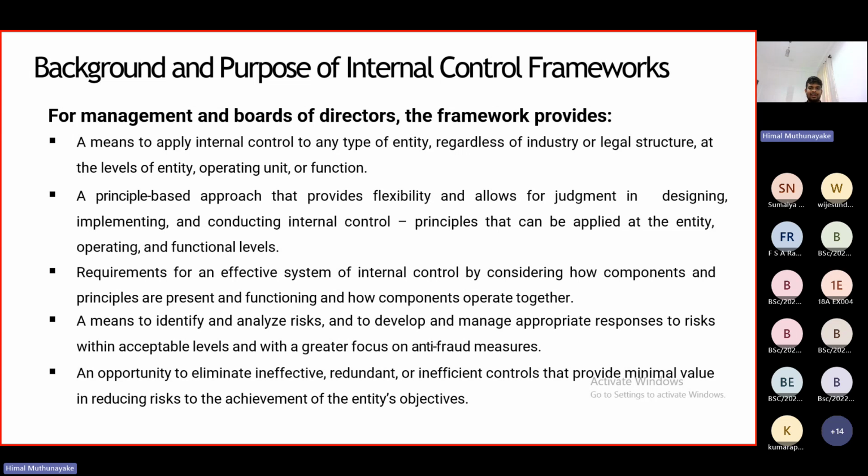It is a means to identify and analyze risk and to develop and manage appropriate responses to the risk within an acceptable level, right? So this framework helps us identify risk and provide risk responses to mitigate the risk to an acceptable level, right? It also gives an opportunity to eliminate ineffective or redundant controls that provide minimal value in reducing risk to the achievement of the entity's objectives, right? So these are the benefits provided to the management and board of directors, or we can say to the entity, through this framework.